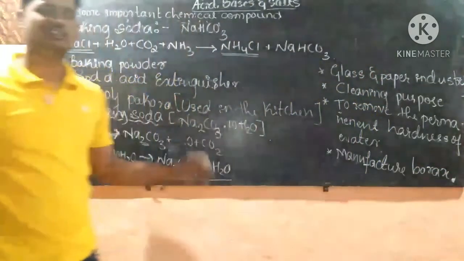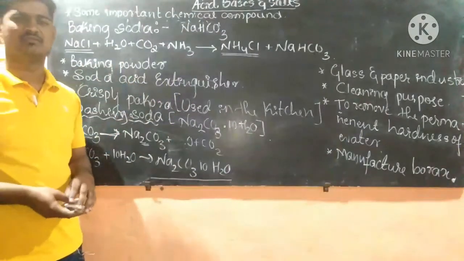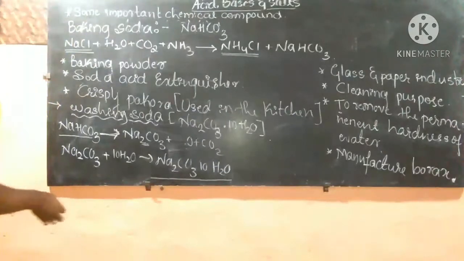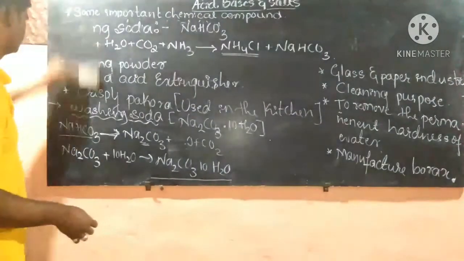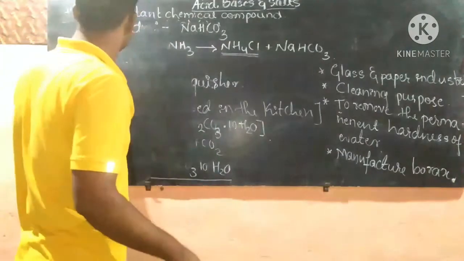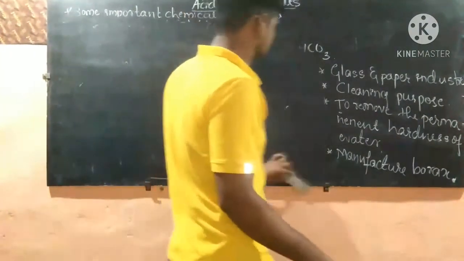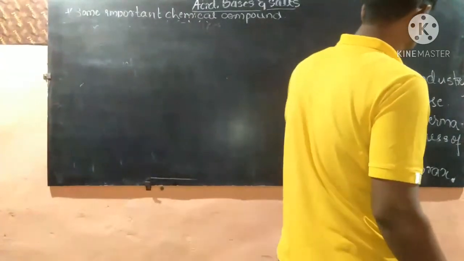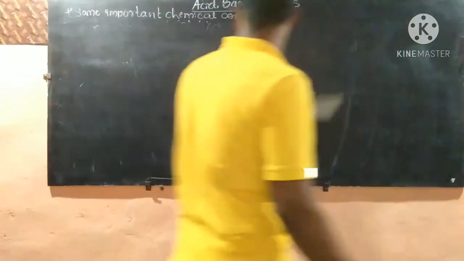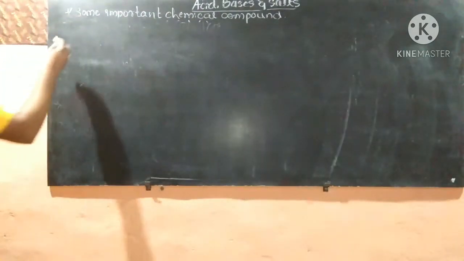So these are the uses and the chemical reaction involved in the preparation of washing soda. Let's go for the next, that is the last one. Plaster of Paris.